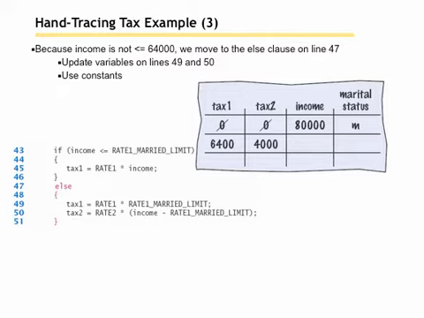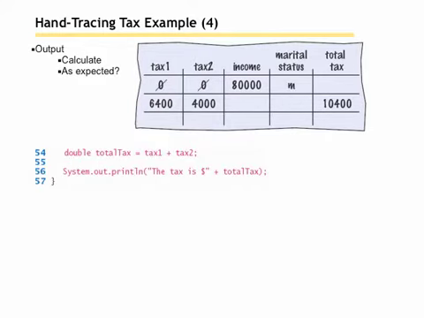When you're actually doing this by hand instead of just watching the video, if you can't do the math by hand, feel free to use a calculator. You should also use a calculator to validate that the results you're getting are the results that you expect. Then at line 54, we calculate the total tax, in which we add tax1 plus tax2 and come up with 10,400, and that would be output. Does that match our expectations? Yes, I think it does. So we would go on and test another set of values.